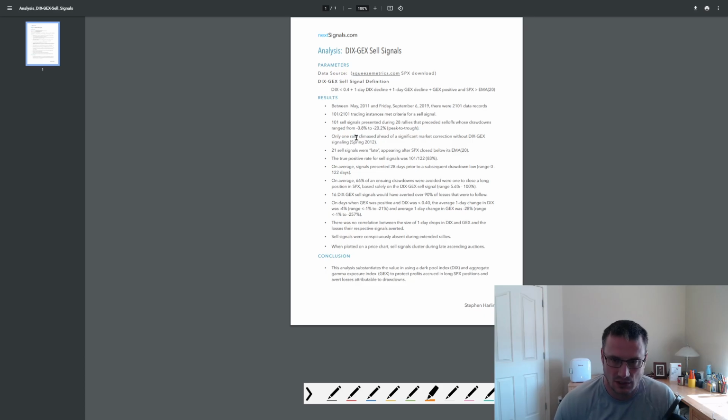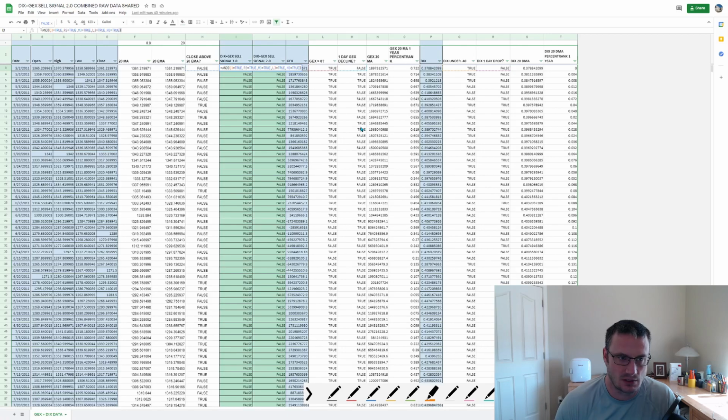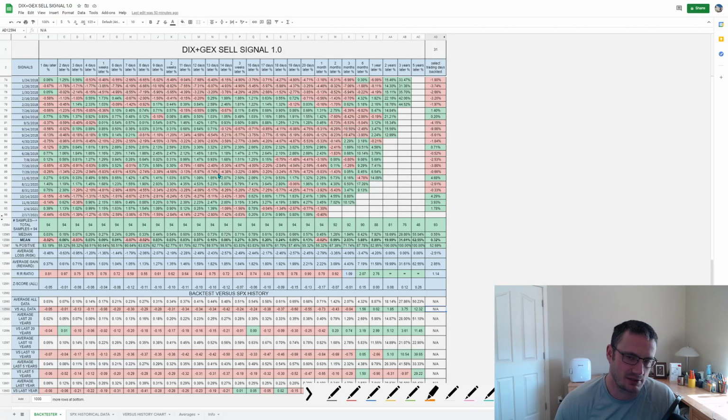So, back testing that. That's the spreadsheet with the date on it. This is the back test of DIX+GEX Sell Signal 1.0, I'm calling it.